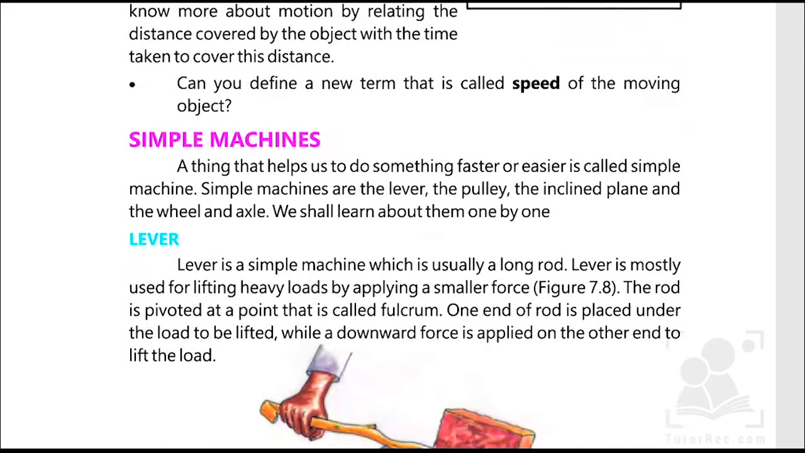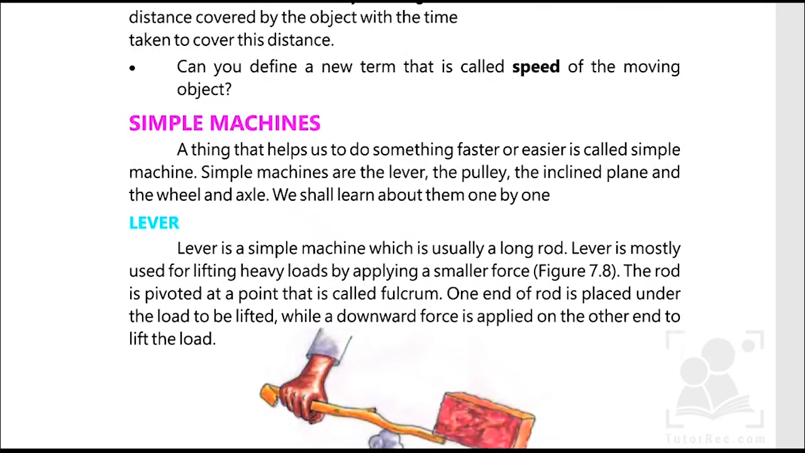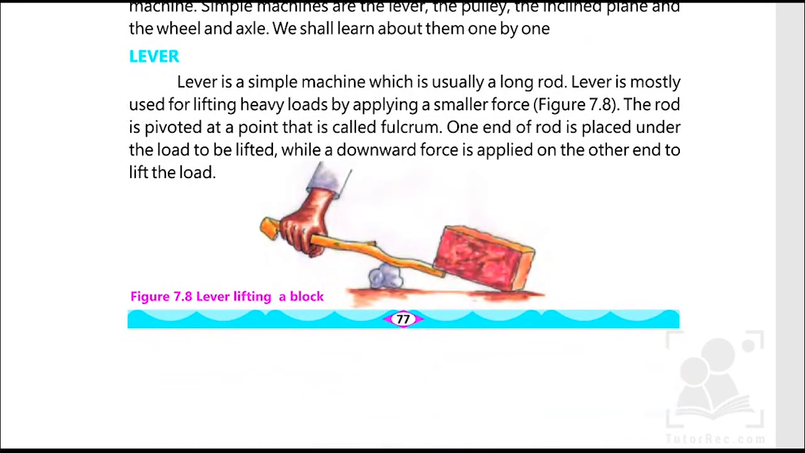We have simple machines. A machine is a thing that helps us to do something faster or easier. Simple machines are the lever, the pulley, the inclined plane, and the wheel and axle. We shall learn about them one by one. As you can see in figure 7.8, a lever lifting a block. So a lever, we can say, is a simple machine which is usually a long rod.